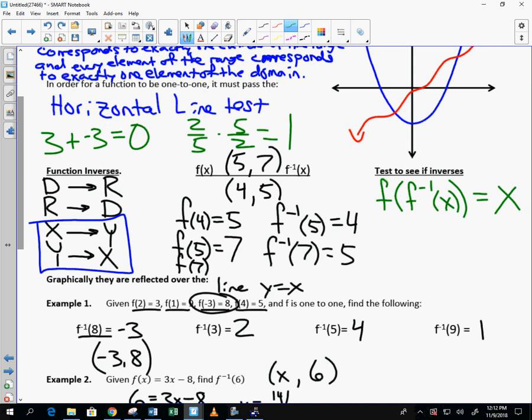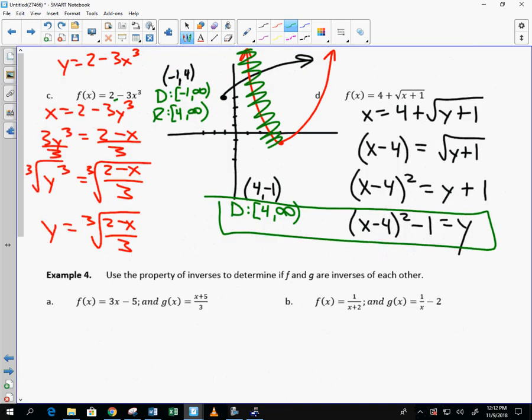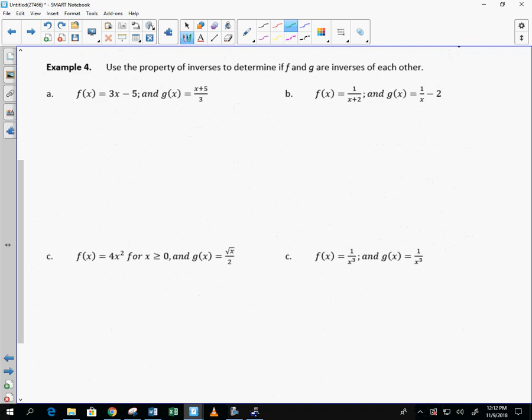But function composition is not commutative, so we have to check both f of f inverse and then f inverse of f. We've got to check it twice, and each time we should come out with x. And if you do that, then you will show that they are in fact inverses of one another. So that's the piece. We're going to do A and B, and we are done with our Unit 2. We'll be moving on to Chapter 3 next week.